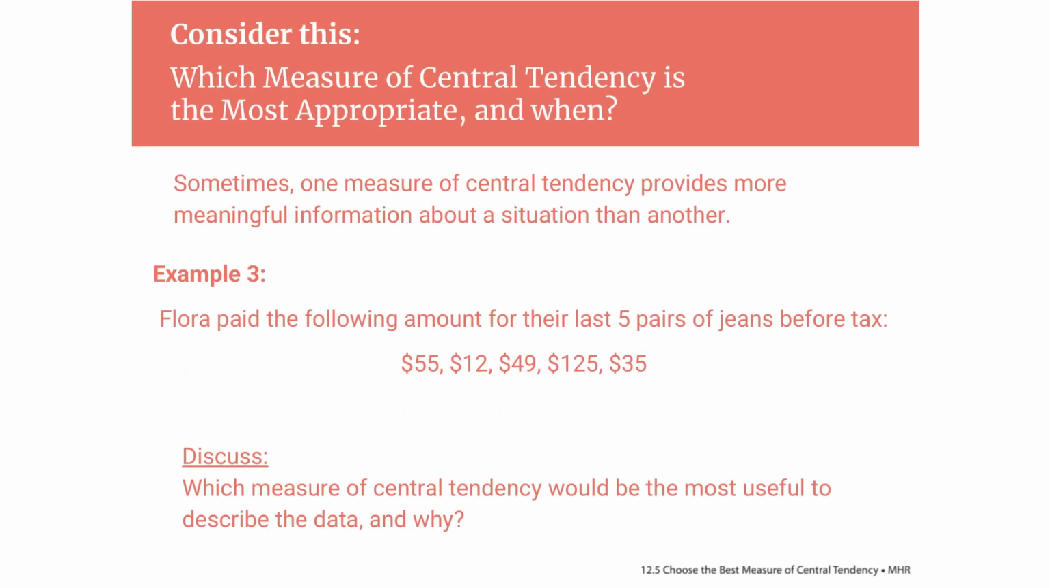Sometimes one measure of central tendency provides more meaningful information about a situation than another. Let's look at this example. Flora paid the following amount for the last 5 pairs of jeans before tax: $55, $12, $49, $125, and $35. Which measure of central tendency would be the most useful to describe the data, and why?